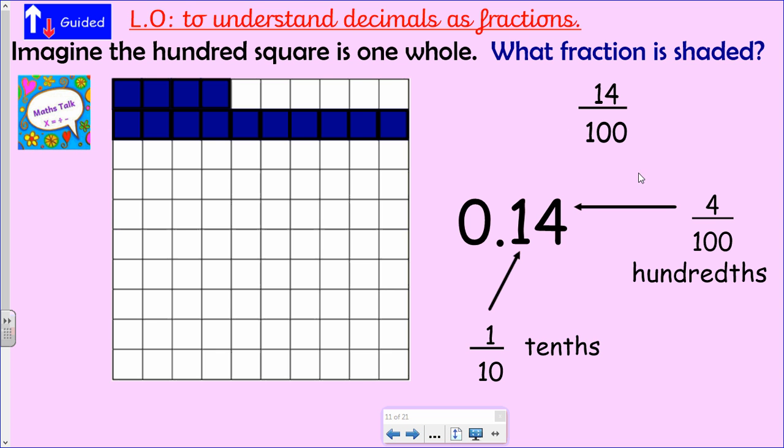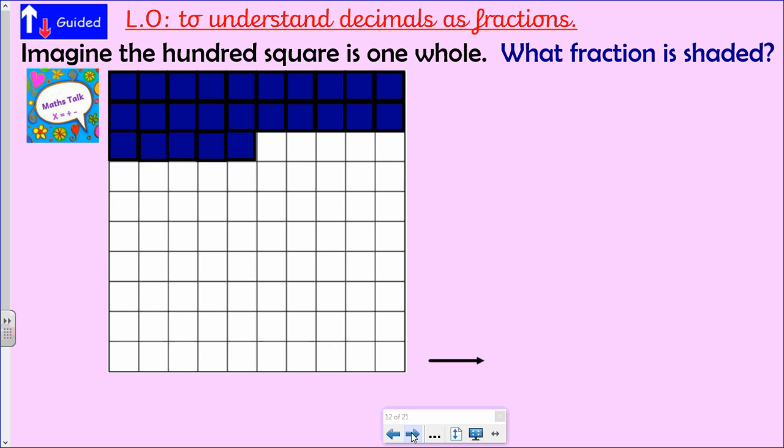So we've got this time 14 hundredths. There's 10 here and there's 4 there. So we've got 14 hundredths. So 14 hundredths looks like this, 0.14. We've got 1/10 in there and 4 hundredths. And again, hopefully visually you can see that. This whole line here is 1/10. So we've got 1/10 and then 4 of our little squares, so 4 hundredths.